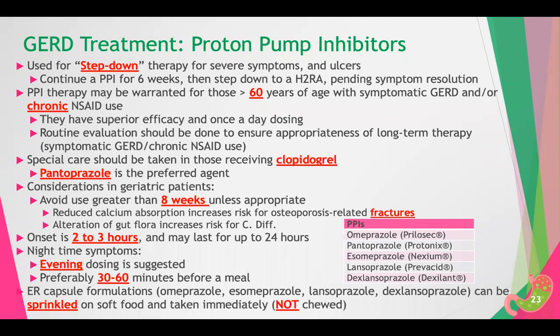With the PPIs, they do take a little bit of time to work. Onset is 2 to 3 hours, and they can last up to 24 hours. If they're experiencing nighttime symptoms, evening dosing is suggested, preferably 30 to 60 minutes before a meal.